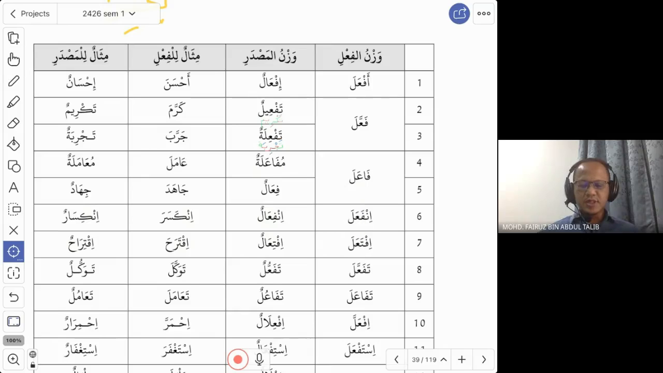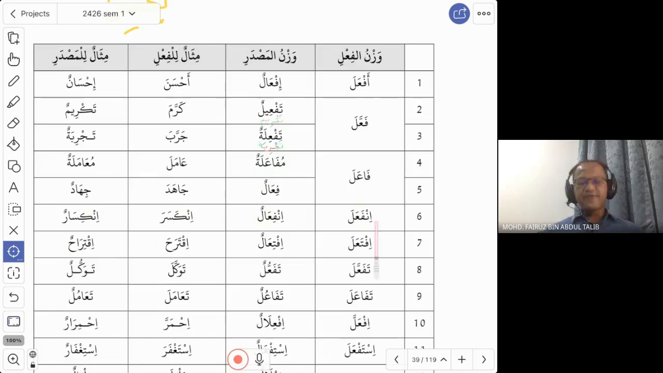Since here you have two wazan, how do you know which one is the correct one? In the end, you need to refer to the dictionary. Even though you still have wazan, the wazan is just to help us find the masdar. But since you have two masdar, which one is the suitable one for your sentence? Then you need to refer to the dictionary. Okay, this is how you deal with the fi'il that has two wazan for the masdar.